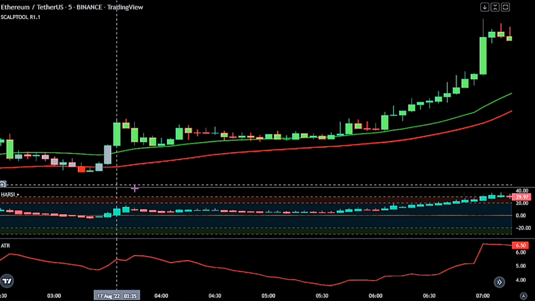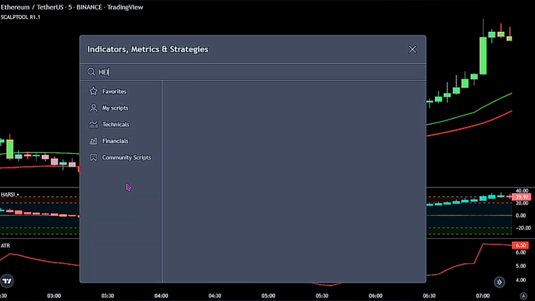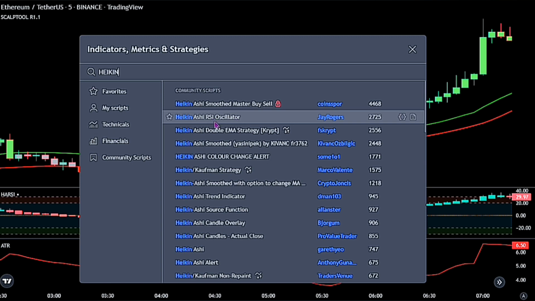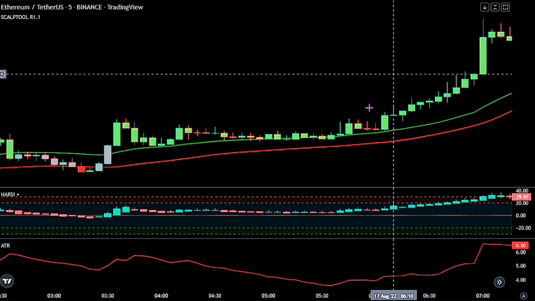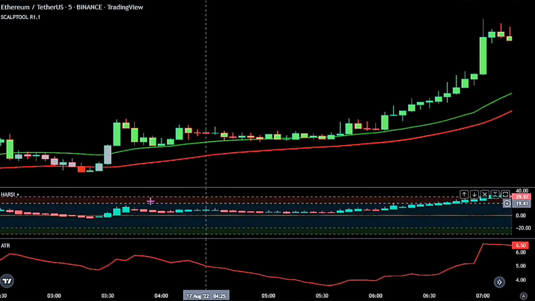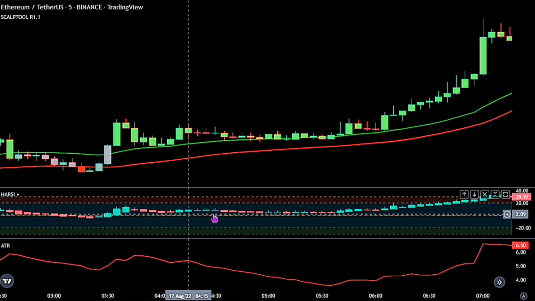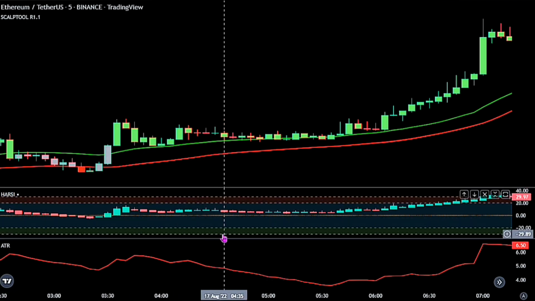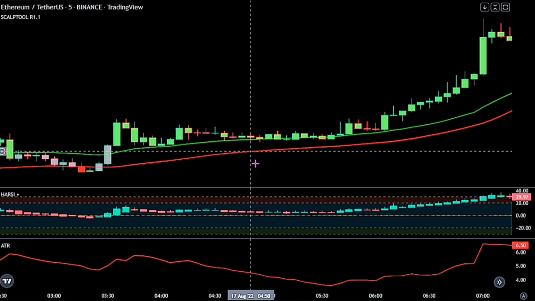So for the second indicator on the chart, we have the Heikin Ashi RSI oscillator by J. Rogers. Now this indicator has its own candlestick that uses the same pattern as the Heikin Ashi candlestick, as well as the RSI in which the candlestick trades on. Now this indicator will serve as signal filter and confirmation from our main indicator.